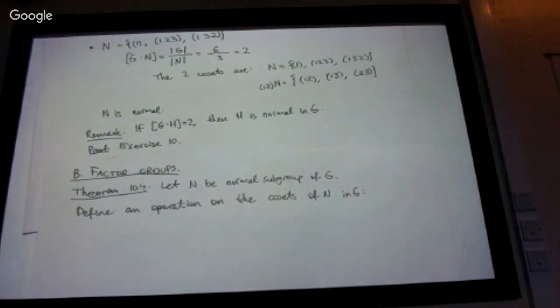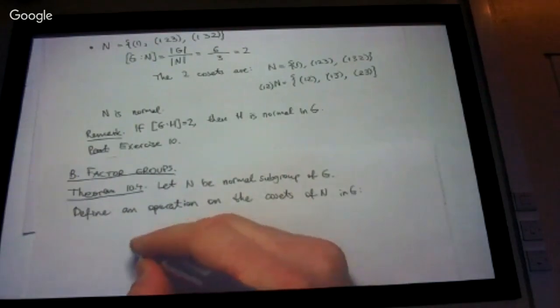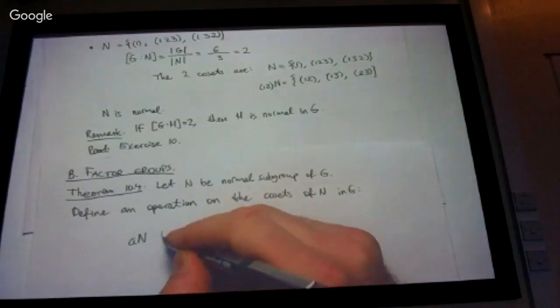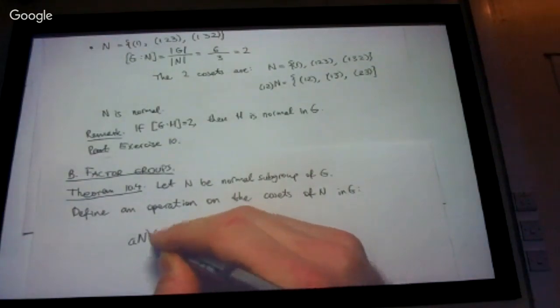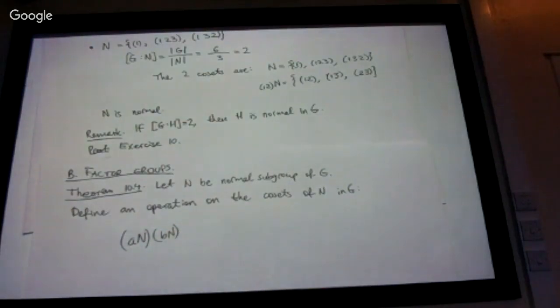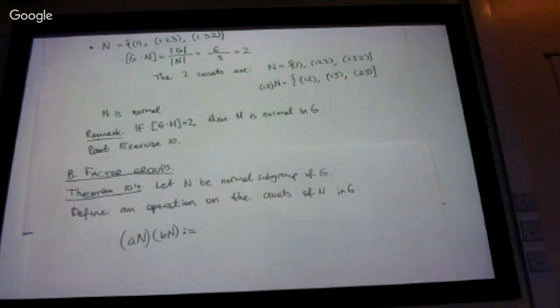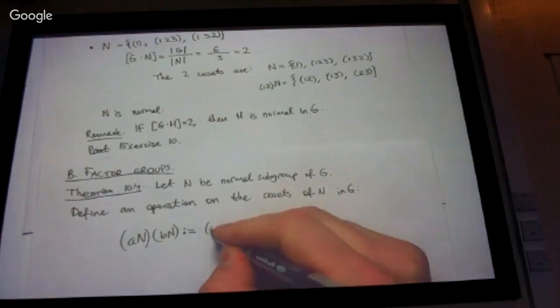Okay. So what is a coset? It's some sort of aN. And I have another coset which I call bN. And the operation gives me a coset, which is the coset of ab.